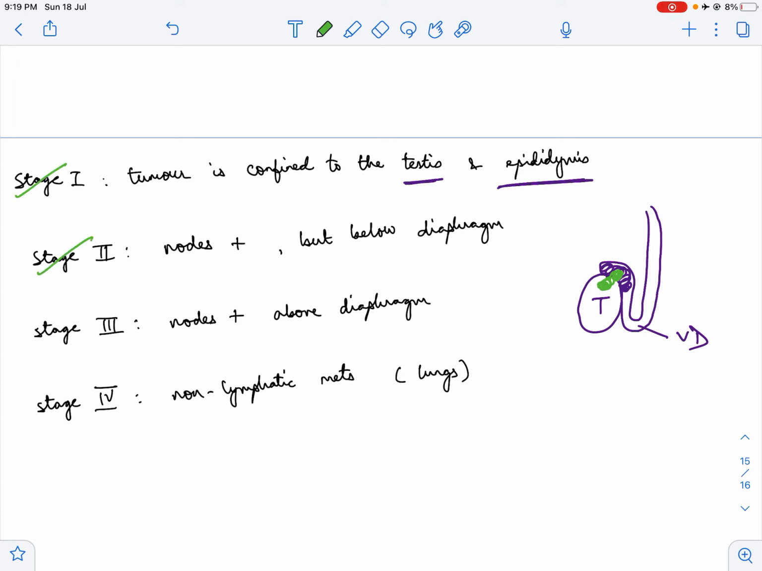Stage 2 is it involves the nodes, but all the nodes are below the diaphragm. Stage 3 is the nodes are involved, but it is above the diaphragm. Stage 4 is it is non-lymphatic mets. It could be a hematogenous mets when it goes to the lungs, where we get a cannonball mets.